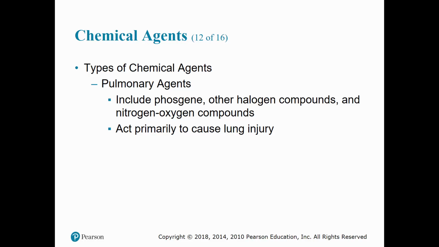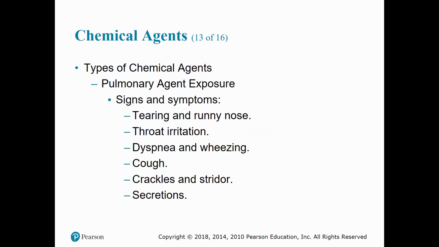Pulmonary agents include phosgene or other halogen compounds. These act primarily to cause lung injuries. Relatively small concentrations of phosgene mostly irritate just the mucous membranes of the mouth, eyes, nose, and throat. Initial signs and symptoms can reflect this irritation, however. Pulmonary edema can take up to several hours to develop after exposure.